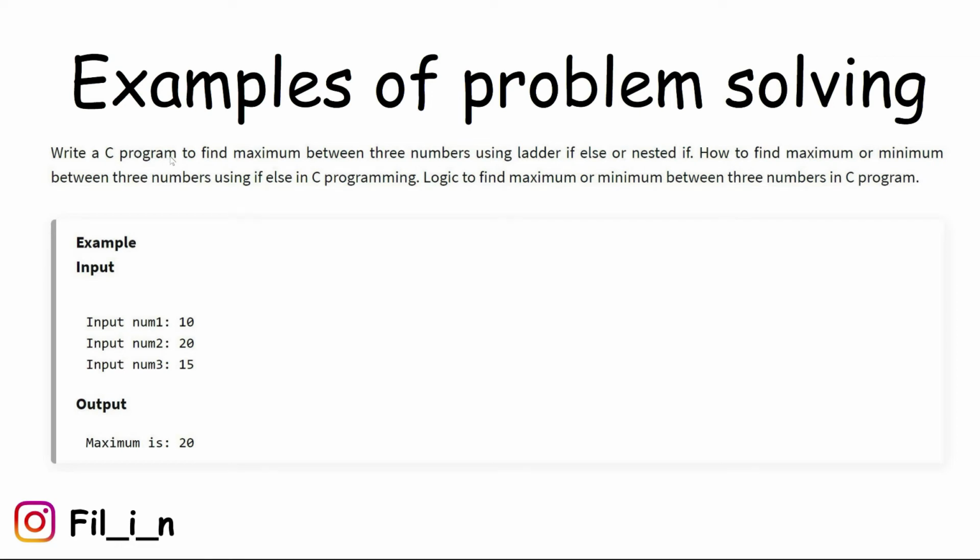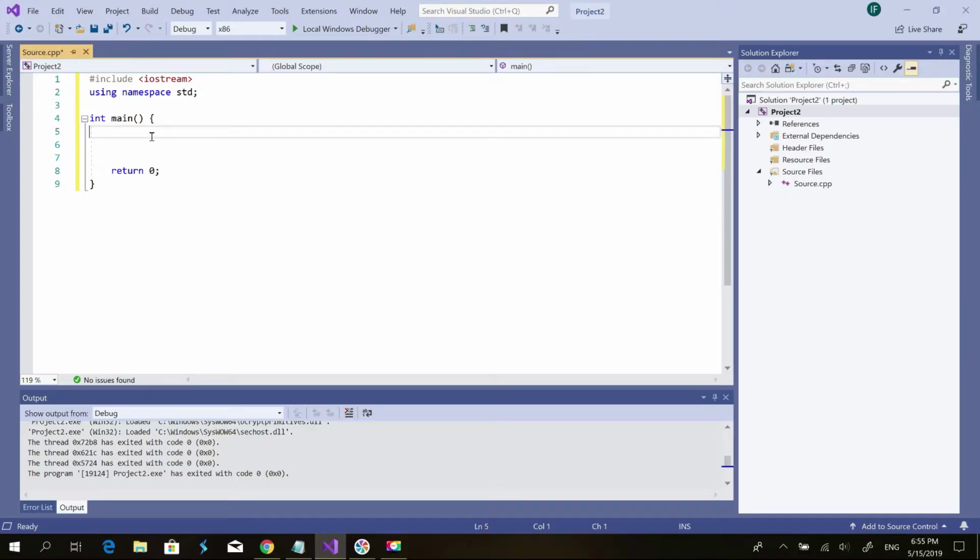Write a program to find maximum between three numbers using ladder if-else or nested if. Here you can find an example of input and an example of output. So let me create three variables A, B, C and max. After that, I am just going to read them from the keyboard.